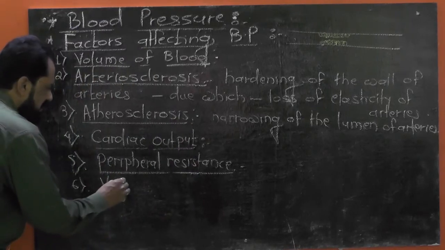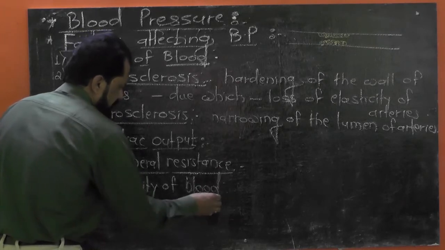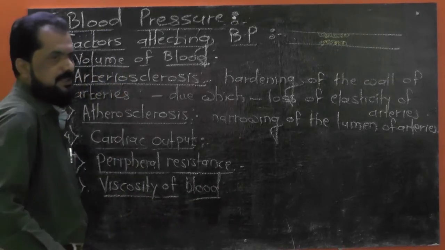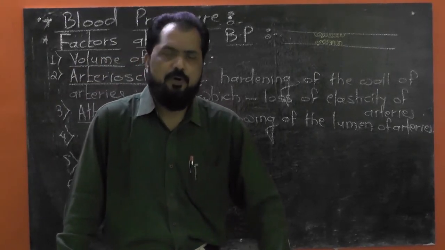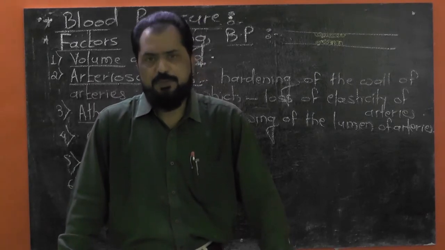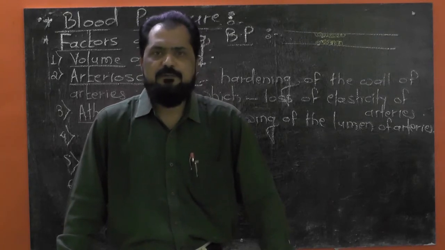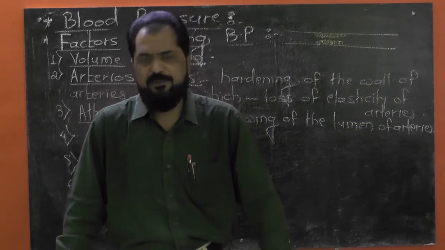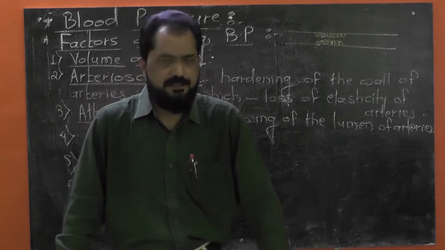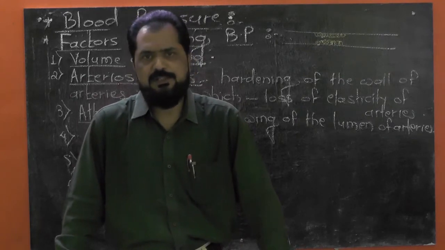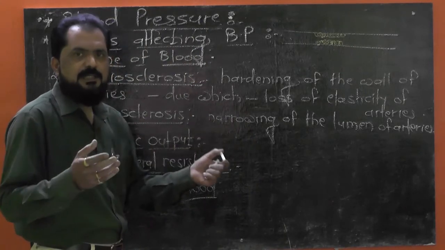Next, viscosity of blood. We all know that blood is viscous in nature, and the viscosity of blood mainly depends upon the plasma proteins, that is albumin, as well as the RBCs. Now whenever the viscosity of blood increases, definitely the blood pressure increases, and whenever the viscosity of blood decreases, the blood pressure also decreases. It means the viscosity of blood and blood pressure are directly proportional.